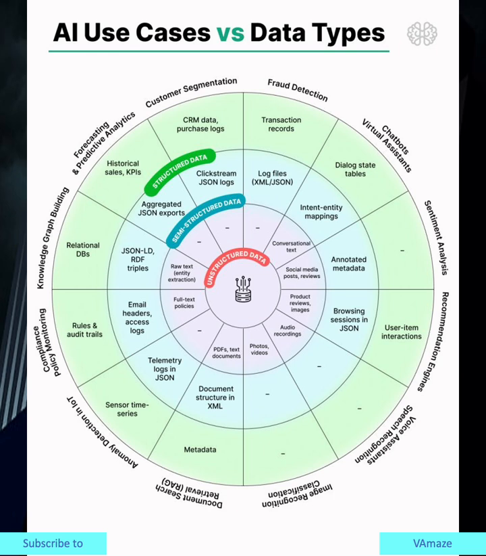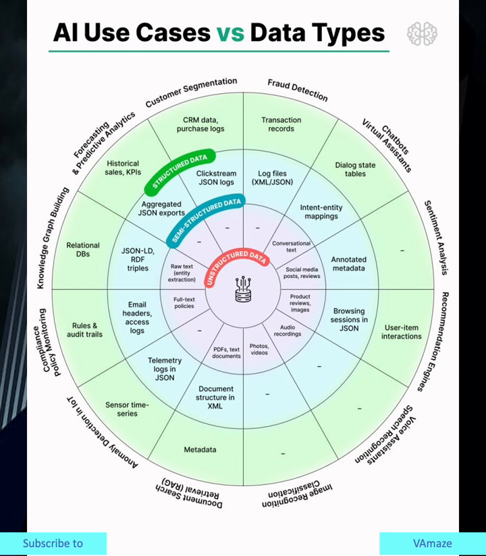Content intelligence, the unstructured revolution. Document processing, content moderation, and sentiment analysis occupy substantial space in the diagram, reflecting the massive opportunity in unstructured data processing. What's particularly interesting is how these use cases bridge multiple data types. Document processing works with both text and metadata, while content moderation might combine image analysis with contextual text understanding.